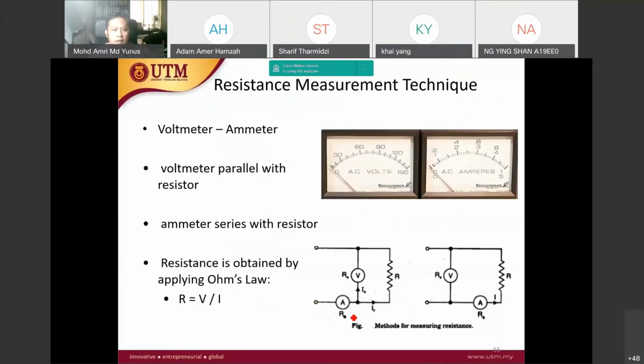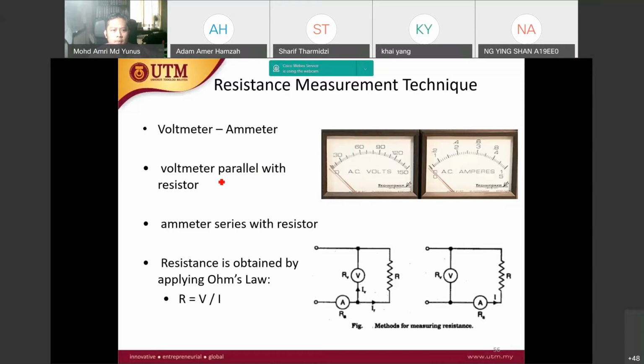Okay, so now look at this technique using a combination of voltmeter and ammeter. In this example we can use the combination of voltmeter and ammeter, but we have to follow the basic principle of voltmeter and ammeter connections.